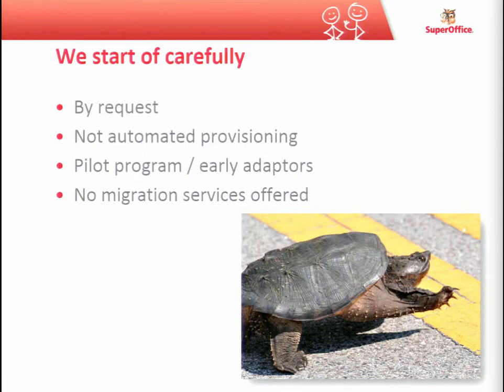So we will start by request. People who say, I really want to try this out, is it possible for me to try it out? Then we, in SuperOffice operations, go in and say, this customer is going to use Office 365 as his office. That's something that you need to call in with us or call in with your SuperOffice support center to be able to configure. In step one, when the product is rock solid, we will make sure that it's automated provisioning here.